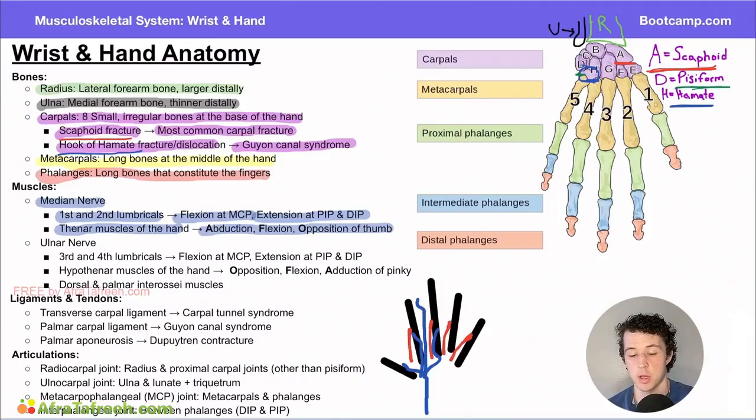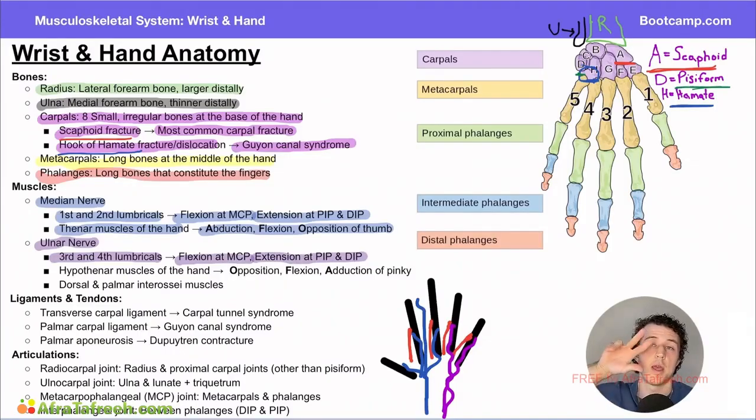Now let's move on and talk about our ulnar nerve. So our ulnar nerve will be coming up on the medial side of the hand, or the side with the pinky, and will innervate the muscles and skin on this side, starting with the third and fourth lumbricals. So again, this will be flexion at the MCP, extension at the PIP and DIP. So this will be the lumbrical motion for only the pinky and ring finger. You can see that there are the median nerve lumbricals and the ulnar nerve lumbricals.